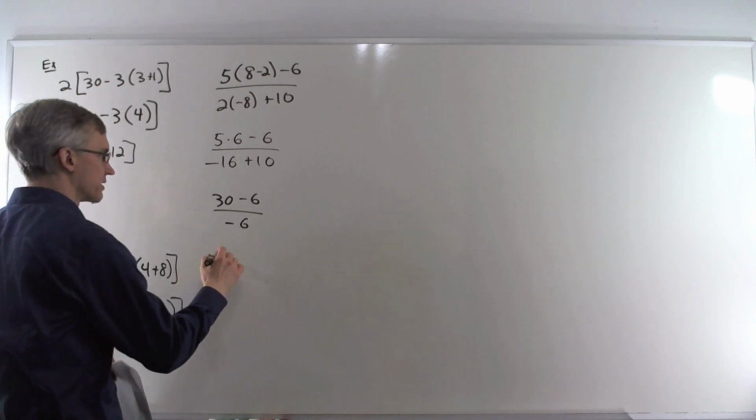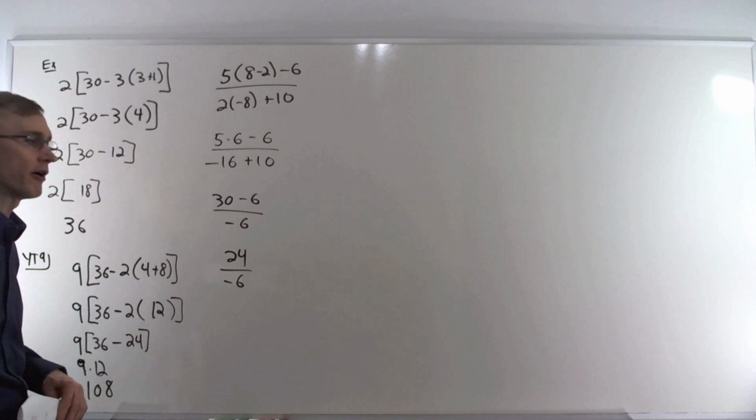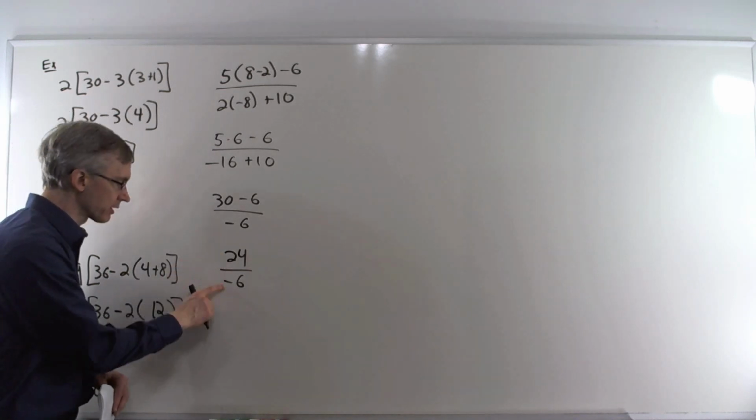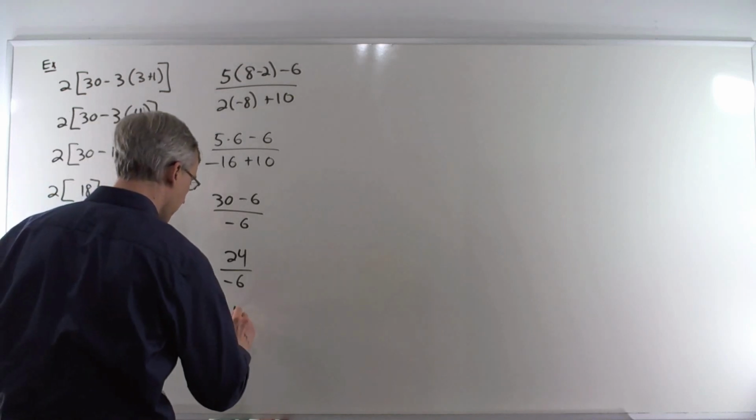Now we'll finish off the top to get 24. So we got 24 over negative 6. And now we're down to a single number on top, single number on the bottom. Now we can divide. So 24 divided by negative 6 is negative 4.